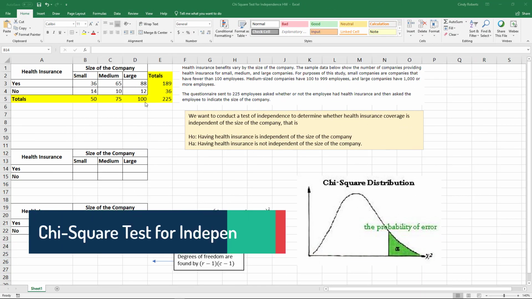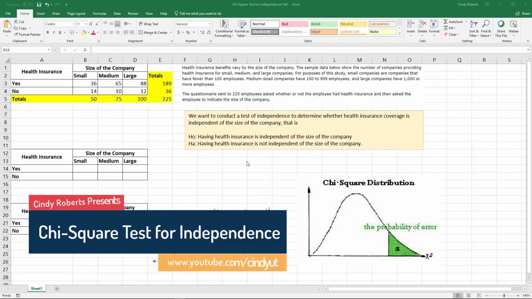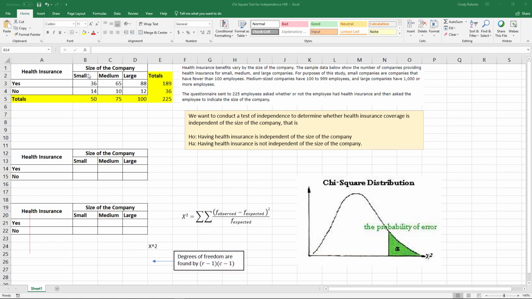Okay, so this is another example of a test for independence, and basically we're looking to see if having health insurance is independent of whether you're in a small, medium, or large company, and they have the definitions of what that means. Because I know I'm doing a chi-square test for independence, this is going to be my formula. My observed is what they give me in the sample.